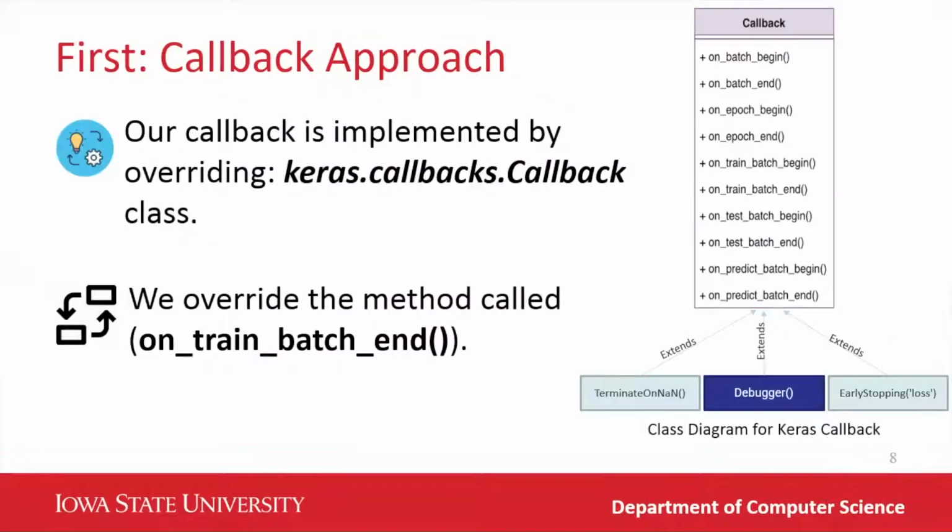Keras provides an abstract class named Callback. The class diagram shows that Keras Callback has 10 abstract functions. We extend this abstract class to create our callback. We override the method called on_train_batch_end to monitor the model during the training.